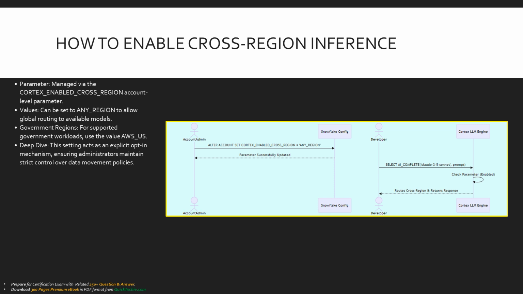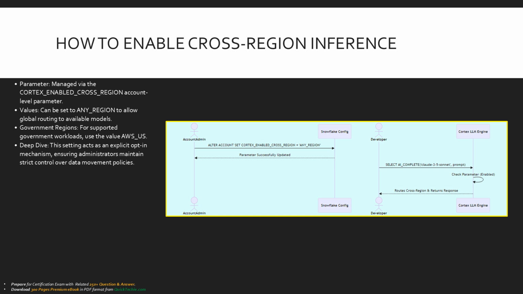Diving deeper, this parameter design is brilliant for governance. It ensures that data engineers cannot accidentally send data out of a sovereign region unless the central administration team has explicitly evaluated the compliance rules and legally authorized the data movement by flipping this exact switch.